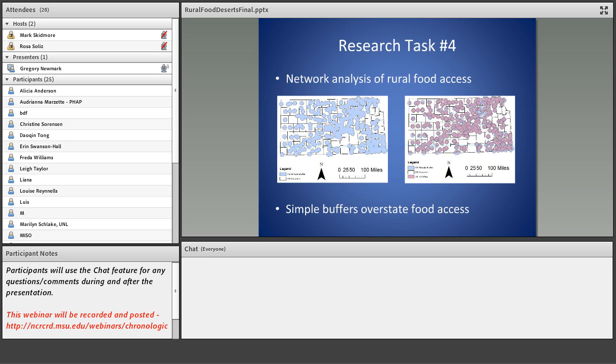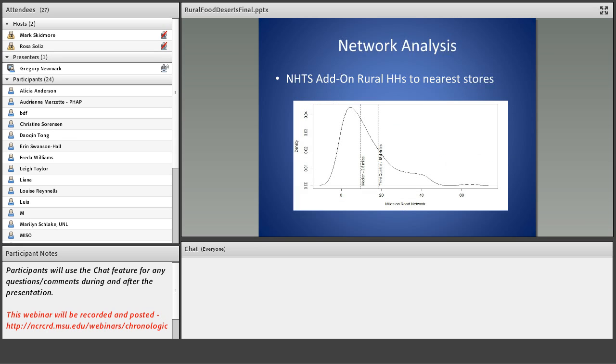And you can see in almost every case that the purple buffers are smaller, and they allow the blue buffers to show through, meaning that the actual experience for people in these communities is not that they can get to food in 10 minutes. The areas that are not food deserts by the standard definition are smaller than we think they actually are.